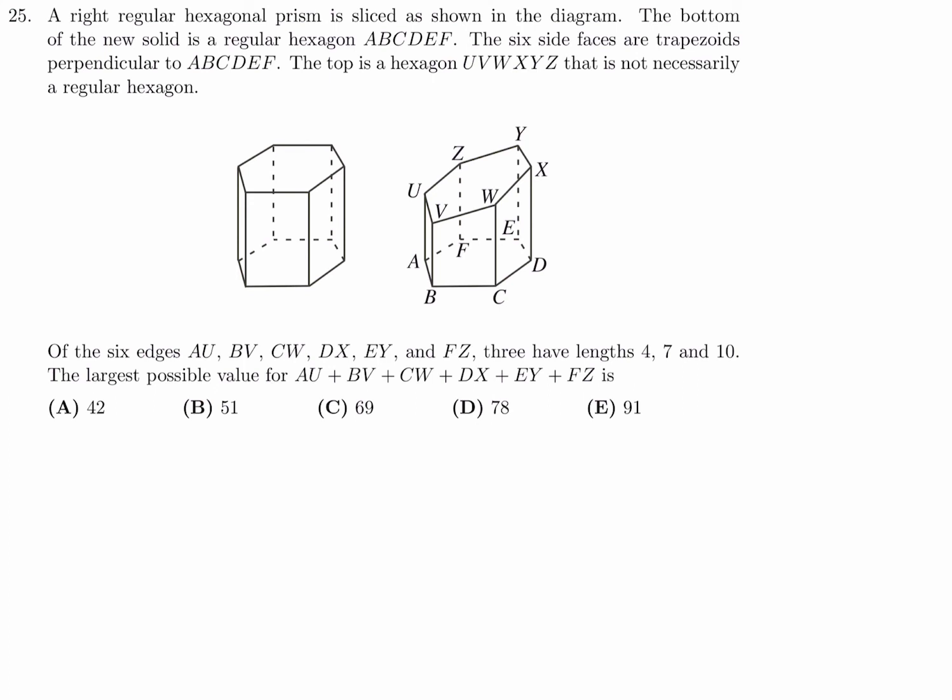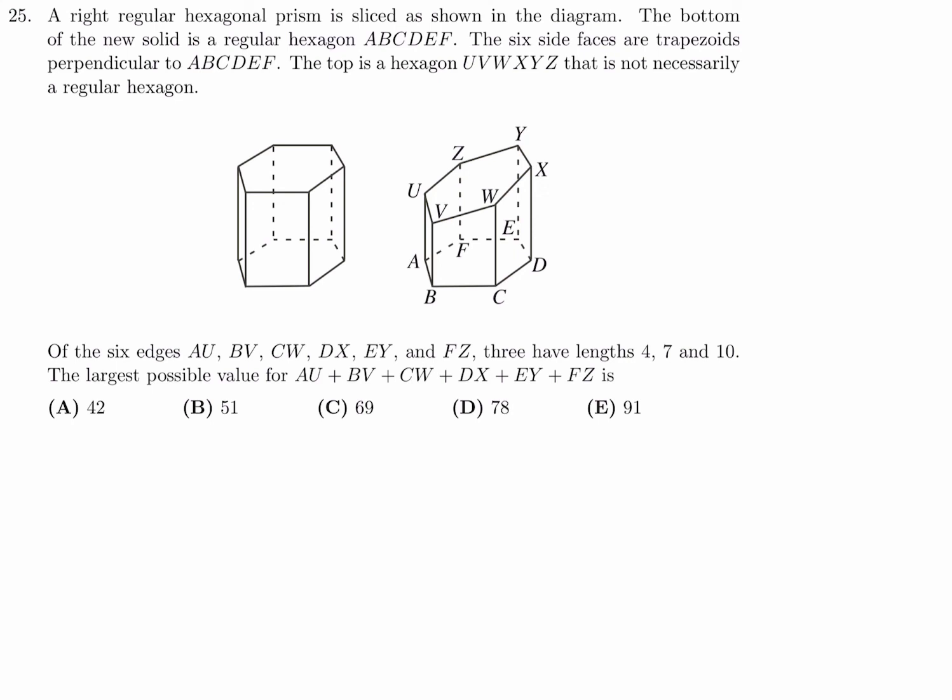A right regular hexagonal prism is sliced as shown in the diagram. The bottom of the new solid is a regular hexagon ABCDEF. The 6 side faces are trapezoids perpendicular to ABCDEF. The top is a hexagon UVWXYZ that is not necessarily a regular hexagon.